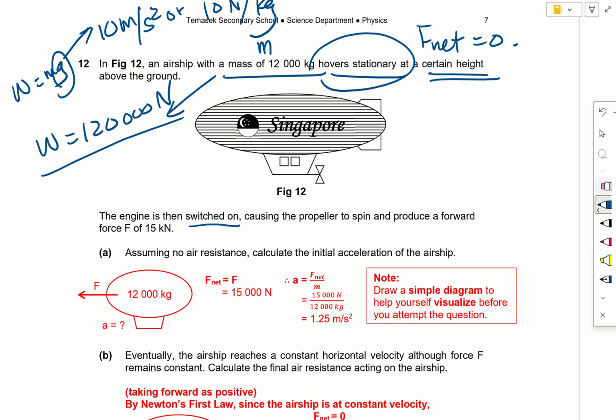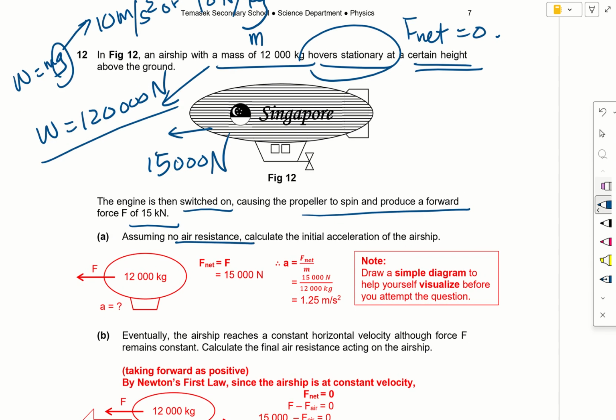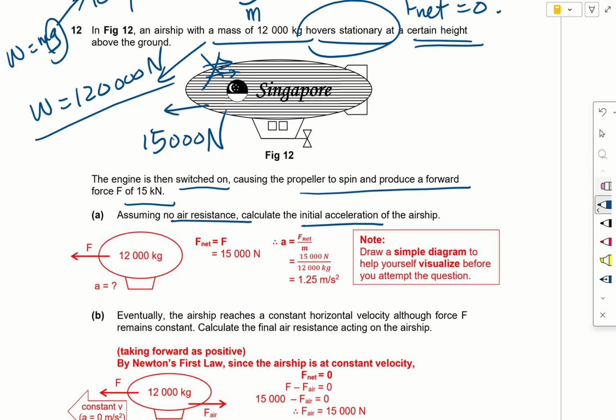Now the engine is then switched on, causing the propeller to spin and produce a forward force of 15 kilonewton. So it is 15000 Newton. Okay, assuming no air resistance, that means there is no force pushing the air balloon backwards. Calculate the initial acceleration, right?